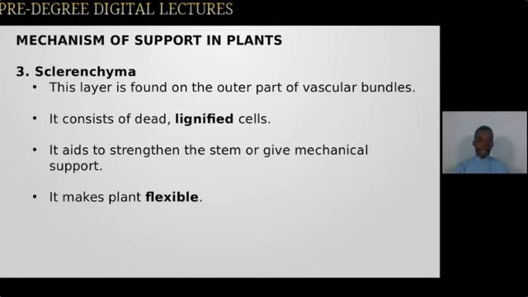Next to that, in a typical plant, we will see sclerenchyma, which is a layer on the outer part of the vascular bundles. Now sclerenchyma is made up of dead or lignified cells that contain lignin. It acts to strengthen the stem or give mechanical support, in addition to giving flexibility to the plant also.